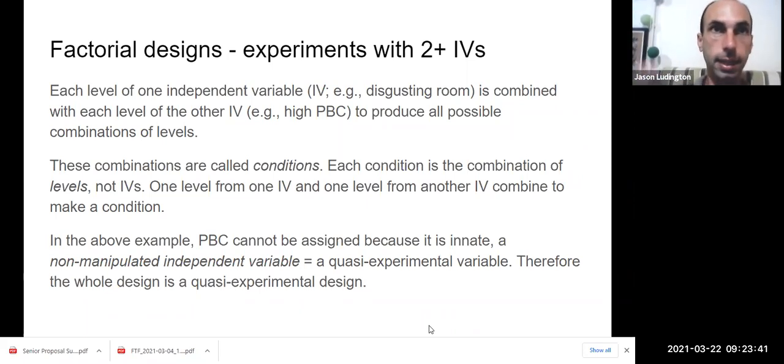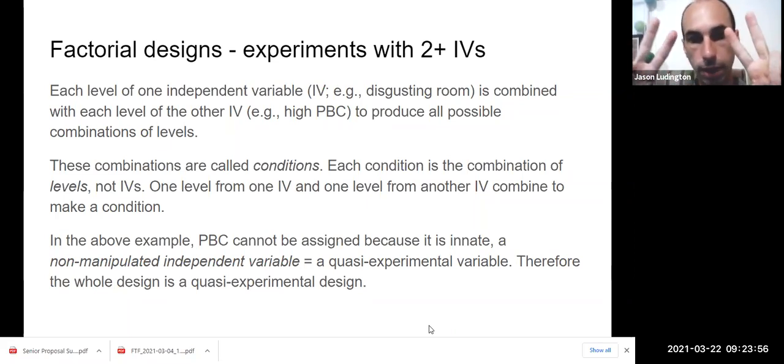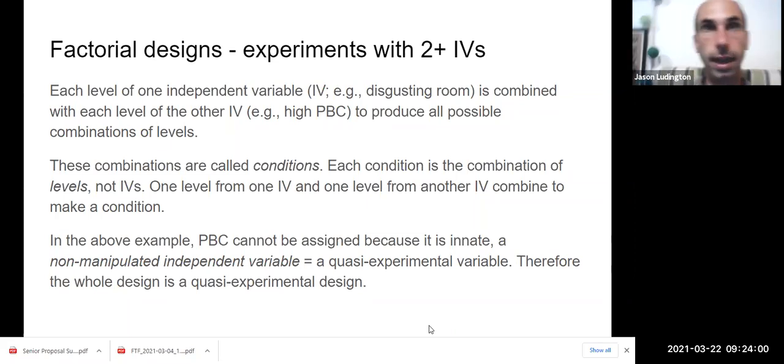So the condition is low personal body consciousness in a messy environment. You can see that by crossing the two levels with the two levels, you have four possible conditions. And you can know that by 2 times 2. When you multiply the number of levels of one variable with the number of levels of another variable, 2 by 2, you get four possible conditions. In the above example, personal body consciousness cannot be assigned because it is innate. It is a non-manipulated independent variable, which makes it a quasi-experimental variable. Therefore, the whole design is a quasi-experimental design.